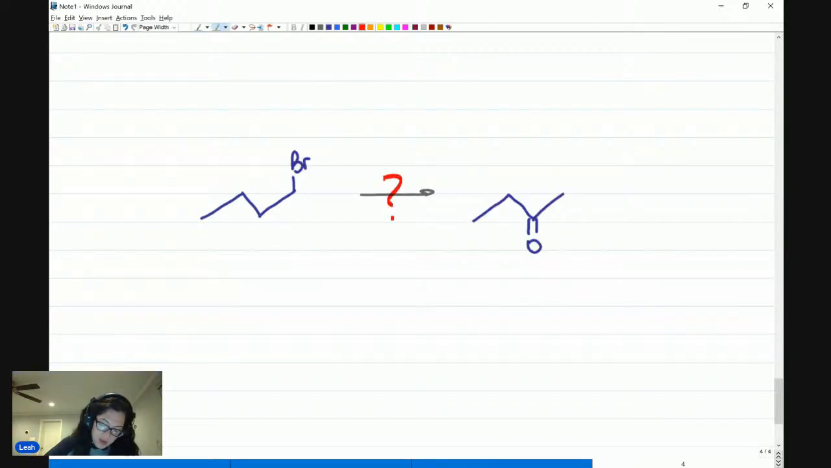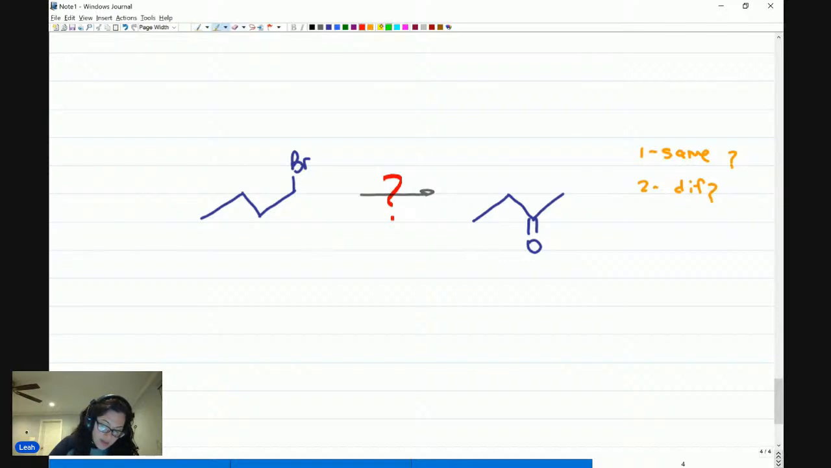Somehow, some way, we want to turn the molecule on the left into the molecule on the right. And how am I going to do that? I don't know where I'm going to start. So I'm going to ask myself the two questions. Question number 1, what is the same? And question number 2, what is different?